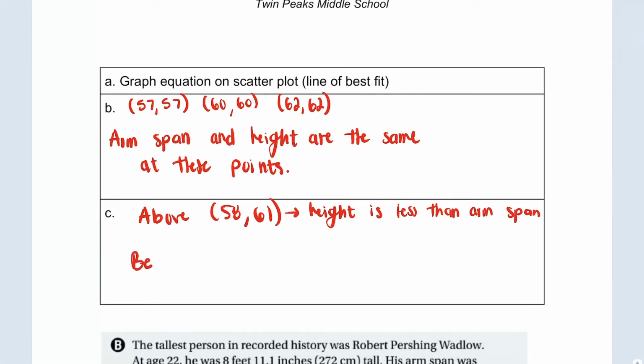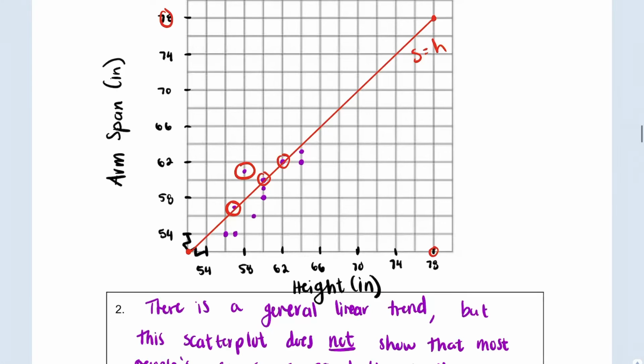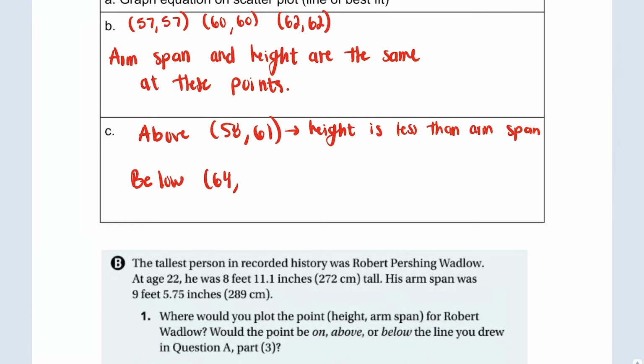And then I'm going to pick a point below. So remember, if you don't have any points below, that's okay. Pick 2 points that are just not on the line and interpret them, please. Okay, and then below the line, let's pick this one. And that's at 64, 62. So again, we're making sense out of these numbers. We're giving these numbers meaning, okay? That's important here. So in this case, the height is greater than the arm span.